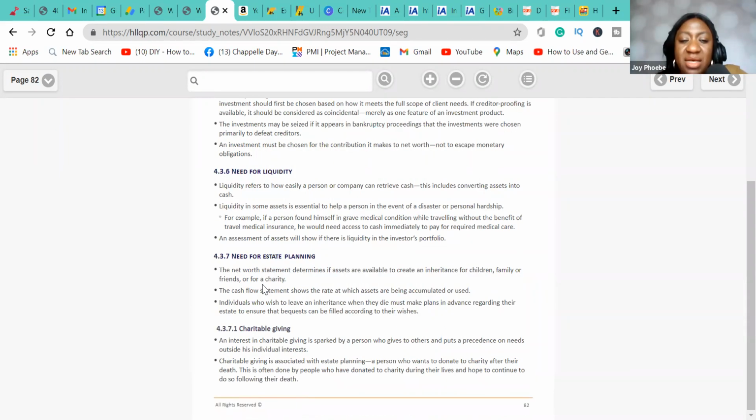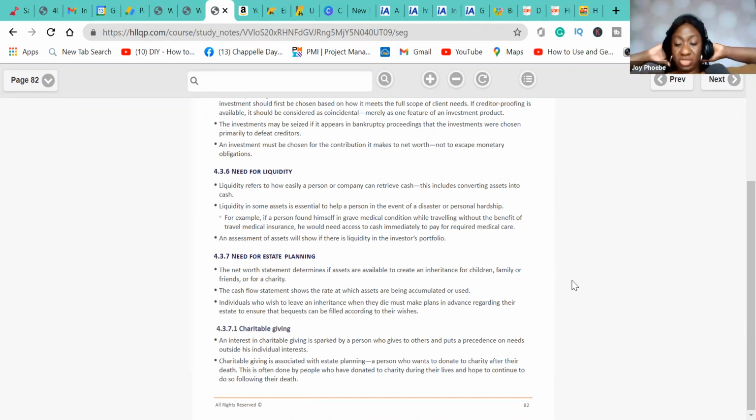Well, the net worth statement determines if assets are available to create inheritance for children, family funds, or for a charity. All that is stated in the will, right?